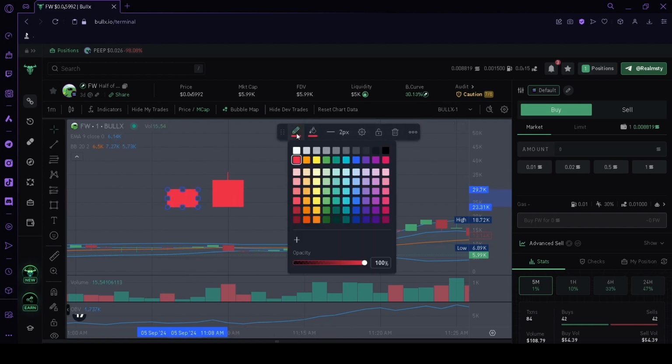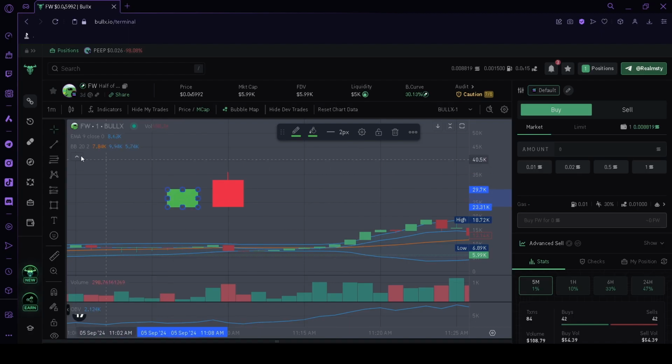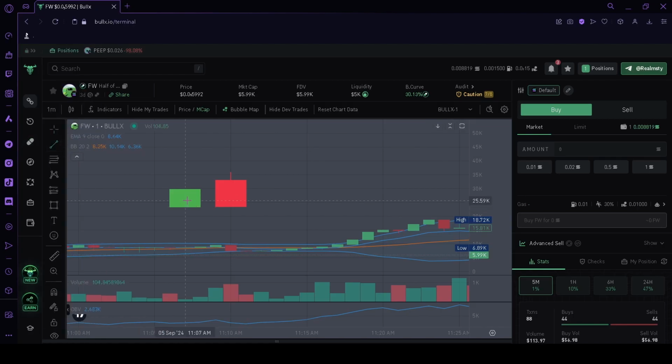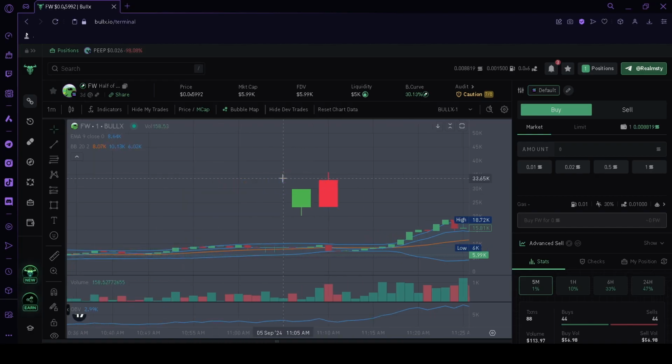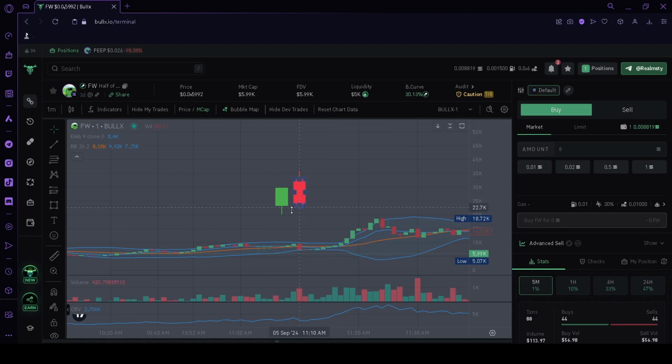Let's do that. Make that green, just like that. And let's just drag this through there. There we go. Make that green. Okay, so this is a bearish engulfing candle. So what is it? A bearish engulfing candle is basically when you have a buy and the sell decides to be bigger than the bullish candle, and that signals a downtrend.